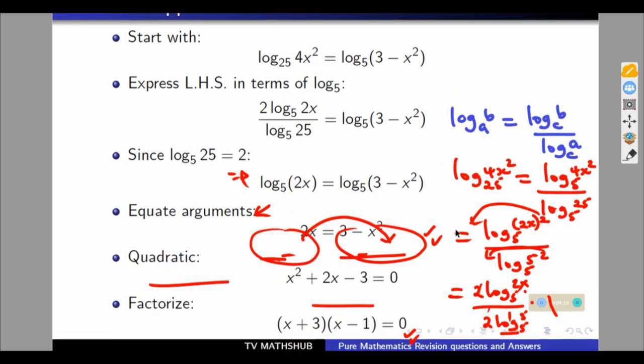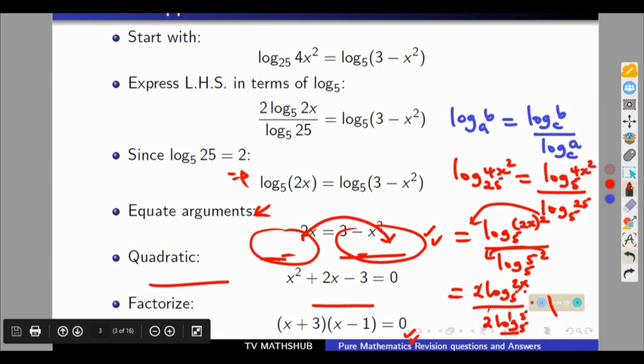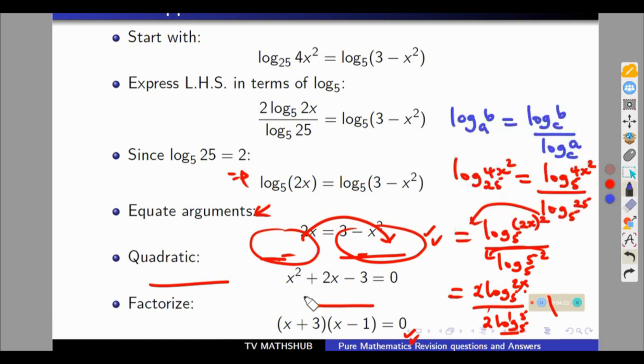We already know how to solve a quadratic equation. What we shall do is try to factorize. When you factorize this, you will get x plus 3 times x minus 1, giving you that either x will be negative 3, or x will be positive 1. So you have x as negative 3 and x as 1. These are the values of x. However, whenever you are given logarithms, you need to test each of these values.